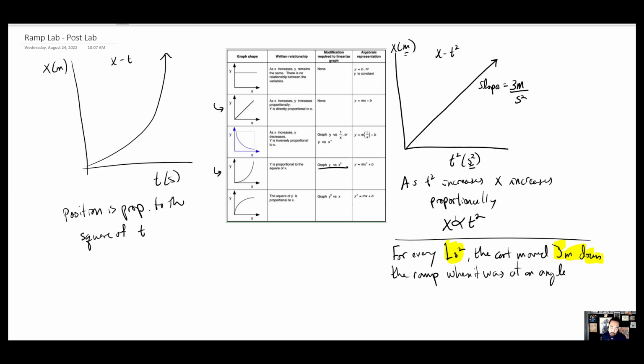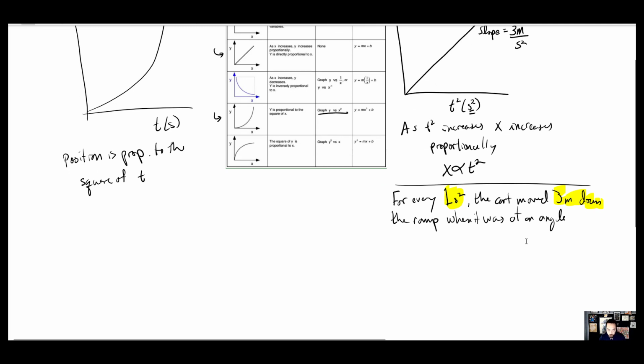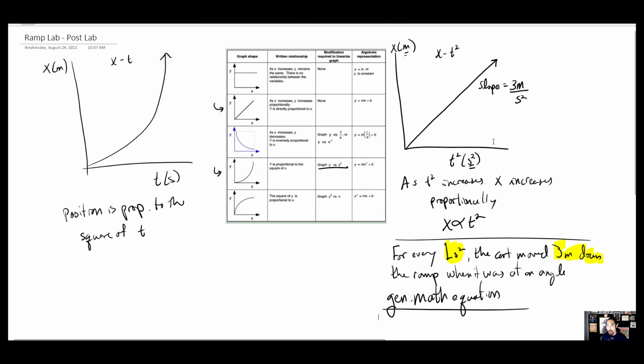No one really talks about time in terms of second squared, and that's very important for you to internalize in your head, because that will pop up again and we will clarify exactly what that means in the future. Okay, now with these graphs, it's important to have a general math equation. So this is my general math equation, and I'm going to get it from our linearized graph.